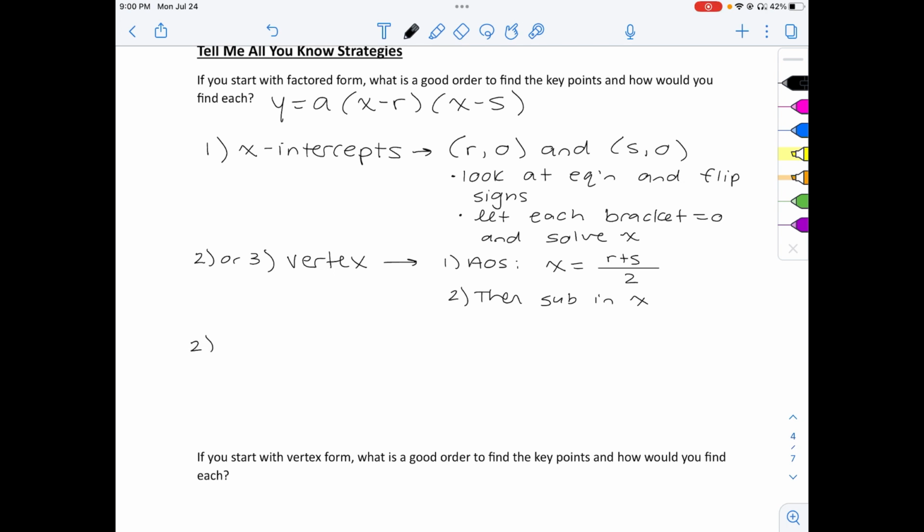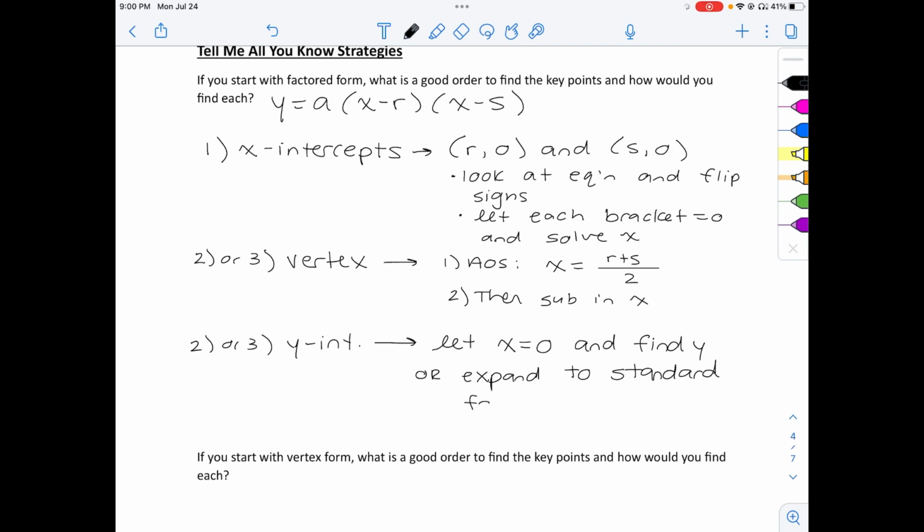Okay, so then next, step 2 or 3, the last thing that you need to find is your y-intercept. The easiest way for me to find that in factored form is to just let x equal 0 and find y. Or you could expand to standard form. That's especially important if the question's asking you to state the equation in standard form, then you would want to do that. Otherwise, it's just easiest to let x equal 0 in your factored form and calculate.